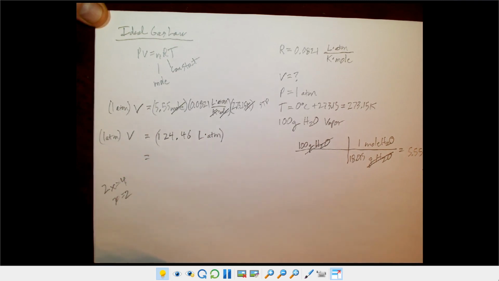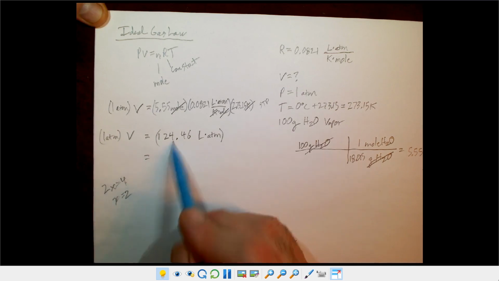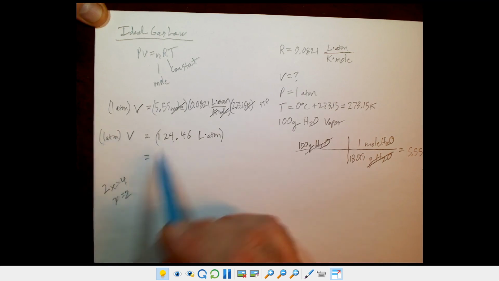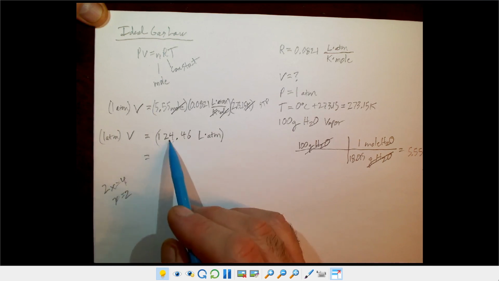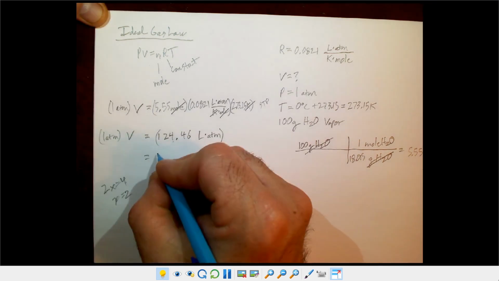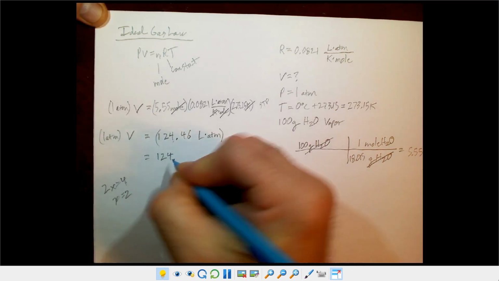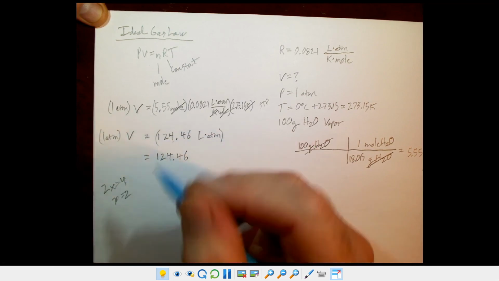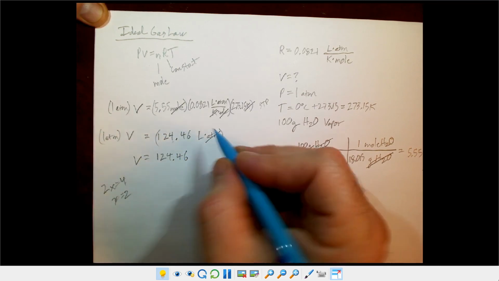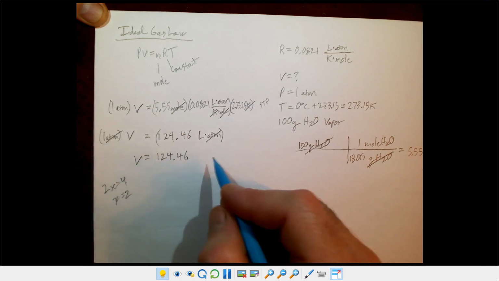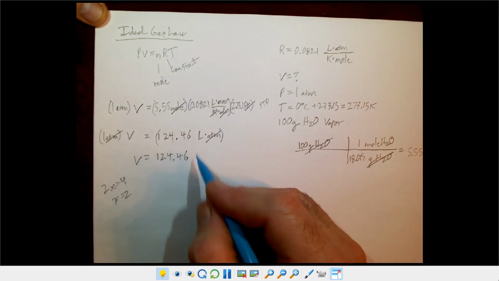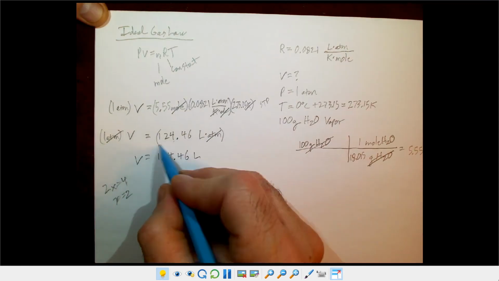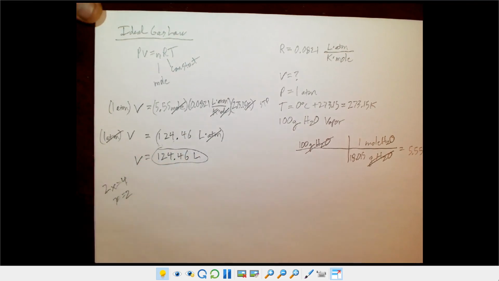So do the same thing. Here's your number. Here's your number. You're going to divide it by the 1. In this case, we divided it by the 2. So 124.46 divided by 1 is the same number, 124.46. Now look what happens. The atms end up canceling out because this atm is now over here in the denominator when you divide, and you're left with just liters. So that is your answer.